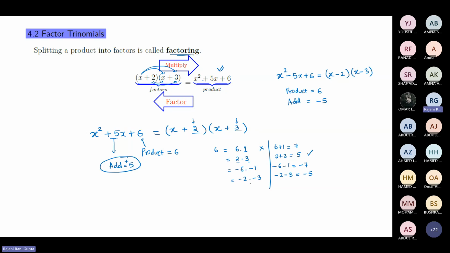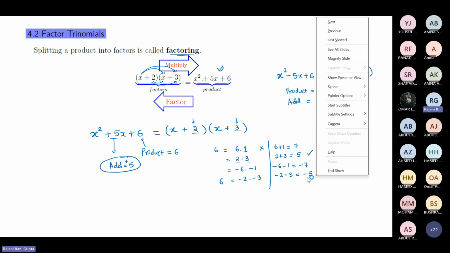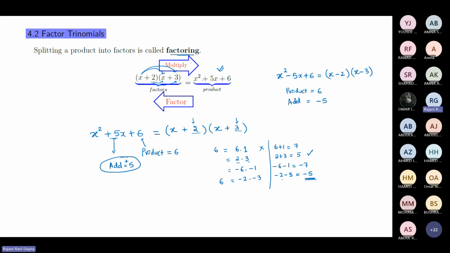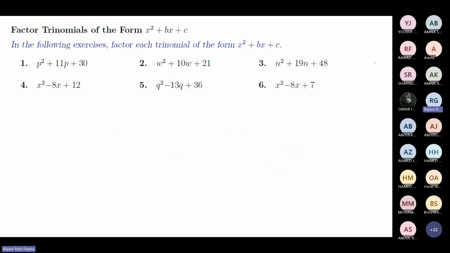Because we have to do the same process. Minus 2 times minus 3, when you multiply, you get 6. But in this case, you need minus 5. So these are the numbers. Okay, good. Then I think this is going to be easy for you. So let's start with the questions. Okay, let's start from the beginning. Number 1. Which two numbers on multiplying give you 30?